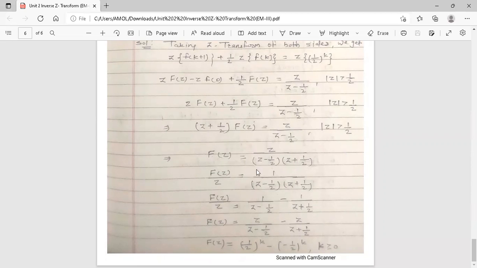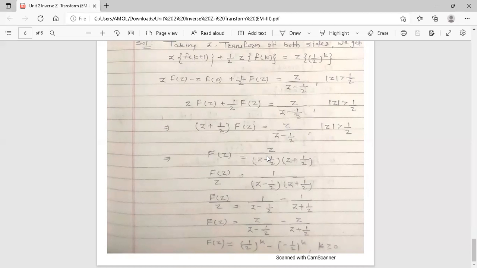Now we are going to perform the partial fraction method to find the inverse Z transform, because we are going to find the sequence. To find the sequence, we have to find the inverse Z transform. And to find the inverse Z transform, there are two methods: partial fraction and inverse Z integral. Where the condition of z is given and the condition of k is given, we are going to use the partial fraction method here.